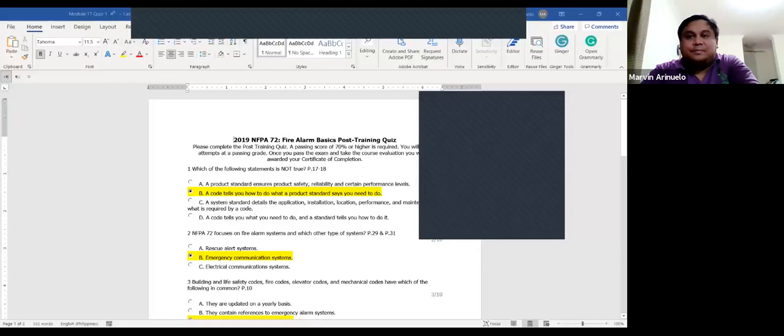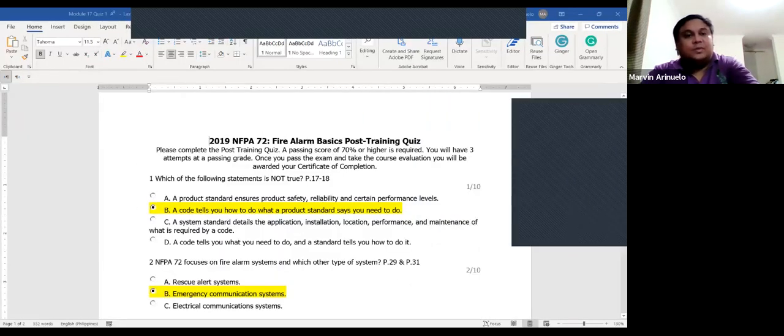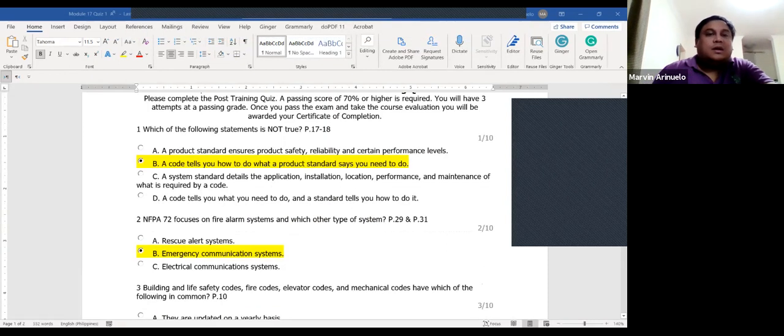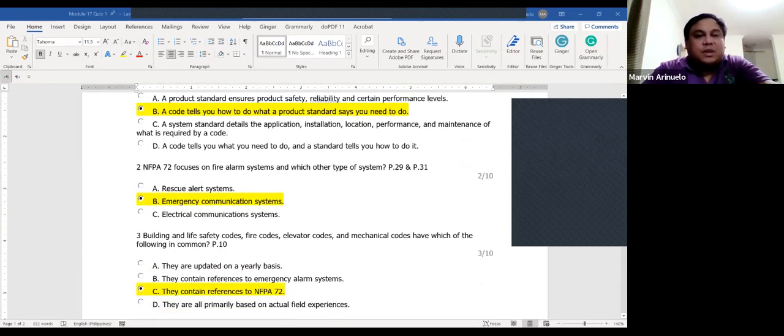Let us answer. Which of the following is not true? Not true here means the wrong answer. The right answer is a code tells you how to do what the product standards say you need to do, which is B. NFPA 72 focuses on fire alarm system and which other type of system? Emergency communication system, ECS.